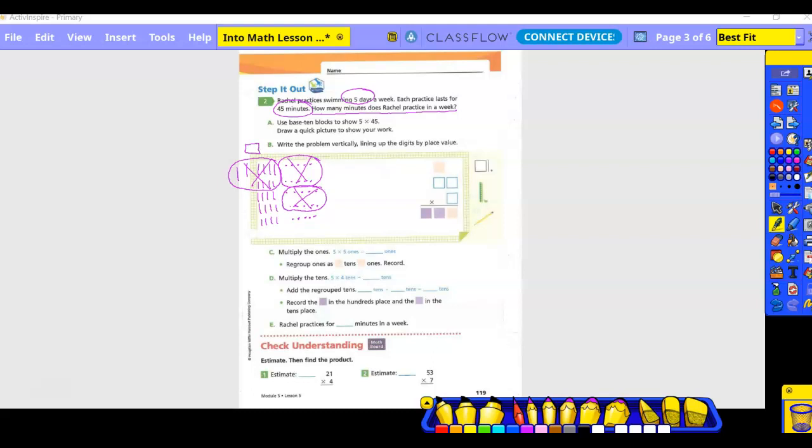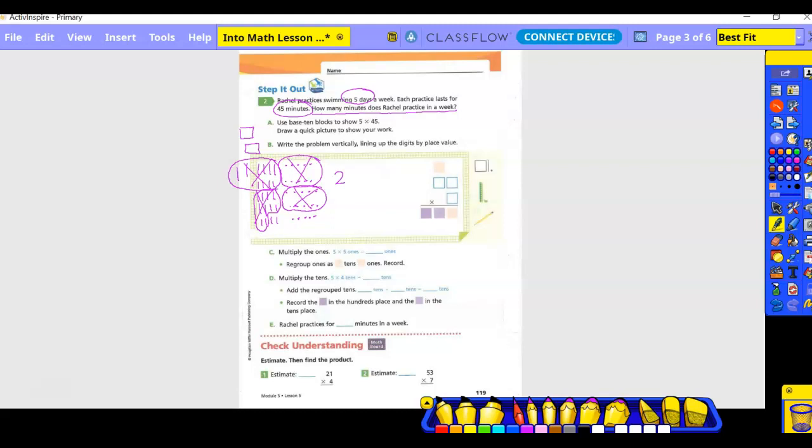Can I regroup any more longs? Yes. I can have one more group. So here's 4, 4. That makes 8. I need 2 more in my next group. Mark it off and draw another flat. Can I do any more regrouping? No. Okay. So how many flats do I have?